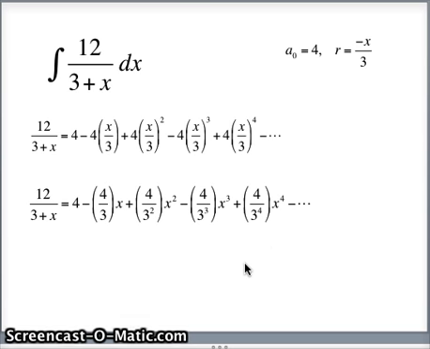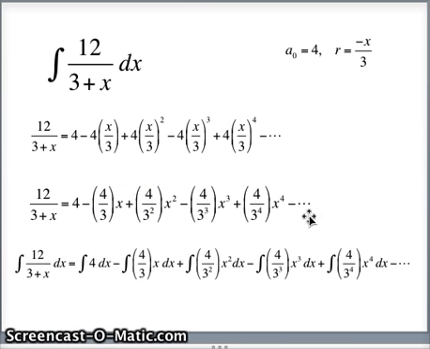So now if I want to integrate each piece, the integral of 4 is 4x, the integral of x is x squared over 2, multiplied here by that 4 over 3. The integral of x squared is x cubed over 3, multiplied by 4 over 3 squared. Integral of x cubed is x to the 4th over 4, multiplied by 4 over 3 cubed, again with the alternating signs as well. So let's see what that looks like. We take the integral of each one of those pieces.